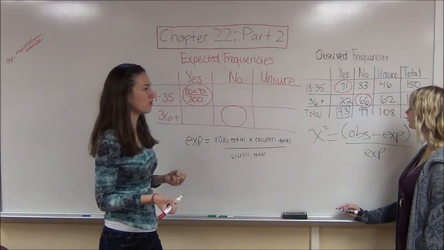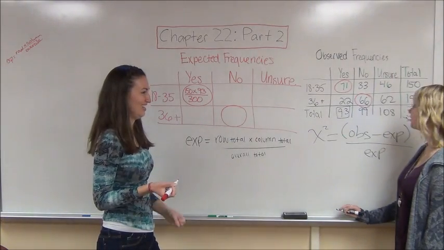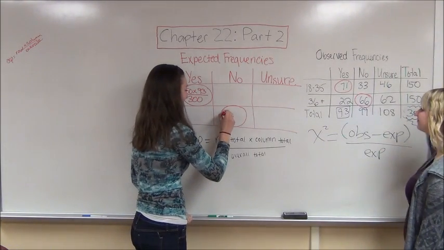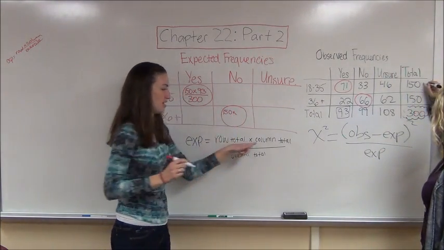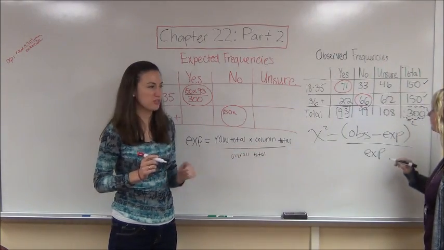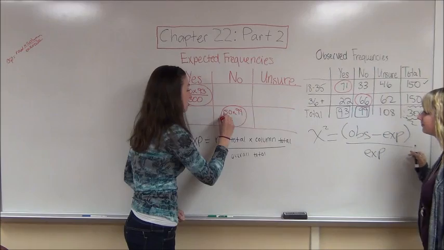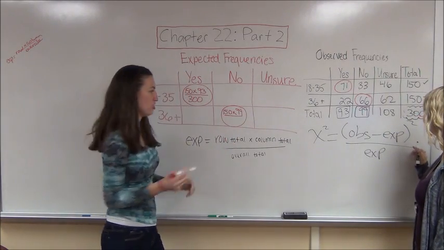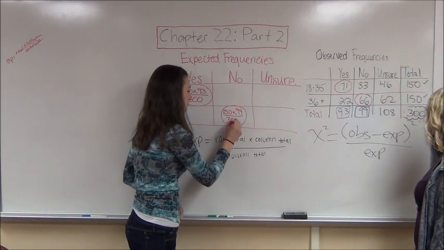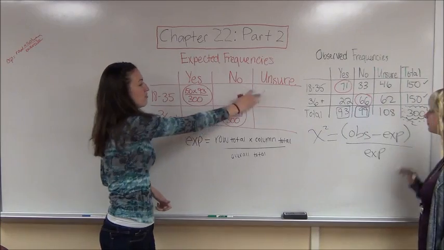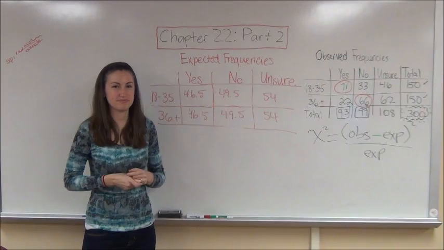So Rachel, what's my row total? 150. Row total times column total. What's my column total? 99. 99 divided by my overall total, which never changes. It's always going to be 300. And we do the exact same thing for all of these other cells.